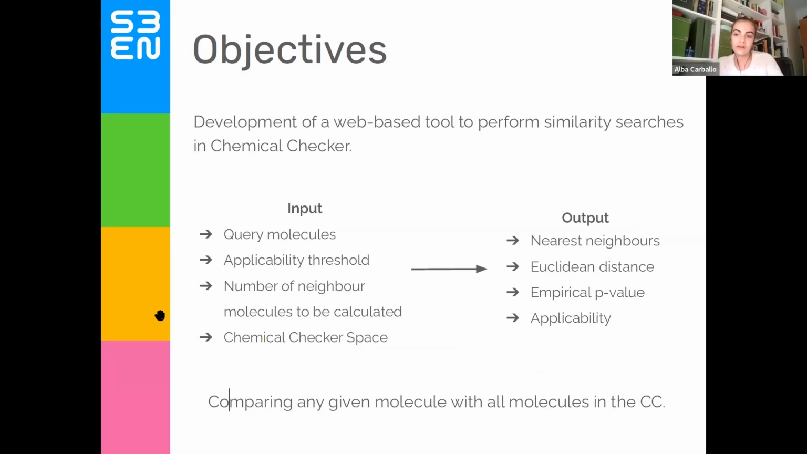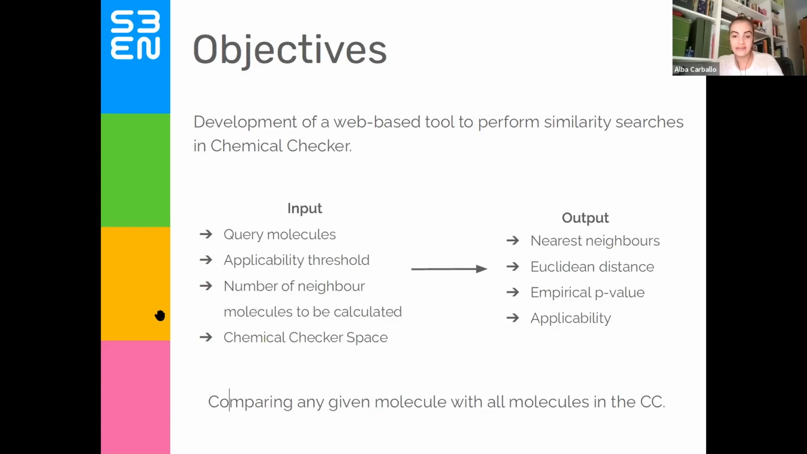They also have the opportunity to select the Chemical Checker space in which to perform the search. We can work with the individual spaces or with the global of all of them, so we were stacking all of the signatures to study the global one. The idea is to get the nearest neighbors of these query molecules, accompanied by the Euclidean distance, because at the end what we are doing is calculating Euclidean distance from the signatures of the query molecules to the signatures of all the molecules that are in the Chemical Checker database. And this comes accompanied by an empirical p-value that I'm going to explain a little later how we calculated, and also with the applicability score that I mentioned before.